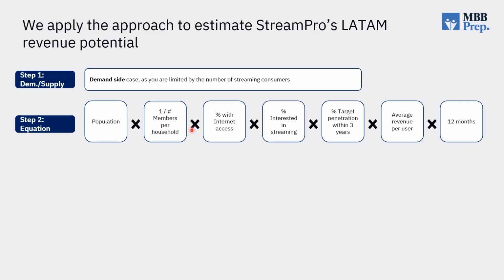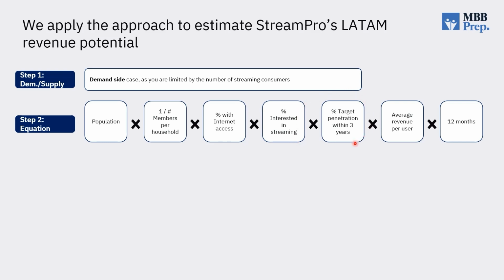Then I would multiply this with the percentage with internet access to understand how many households have internet access, right? Because most of the Latin economies are developing, so therefore I cannot assume everybody will have internet access. Then I would consider what percentage of households are interested in streaming, right? Because I assume some might still be preferring satellite TV to streaming.